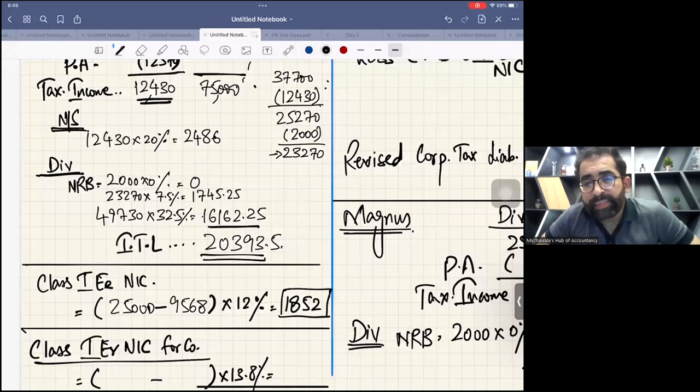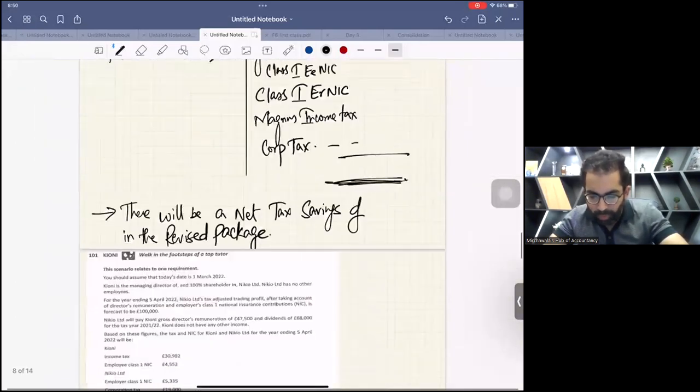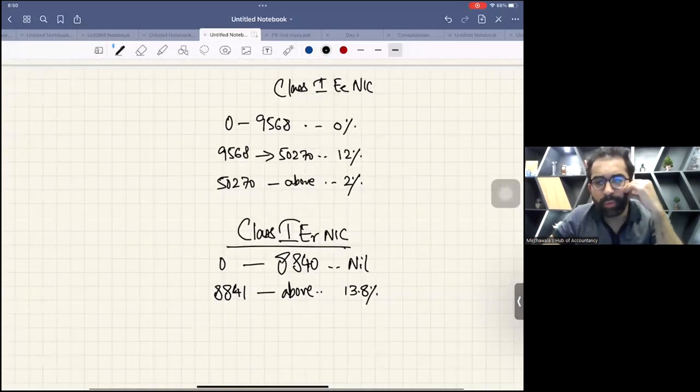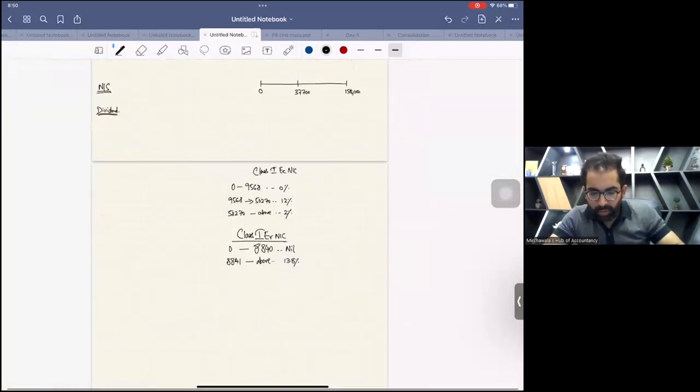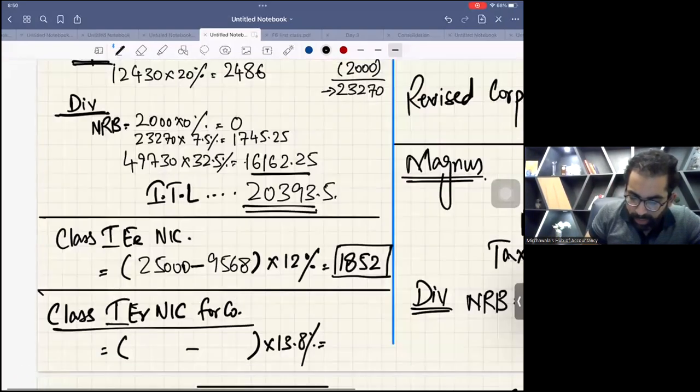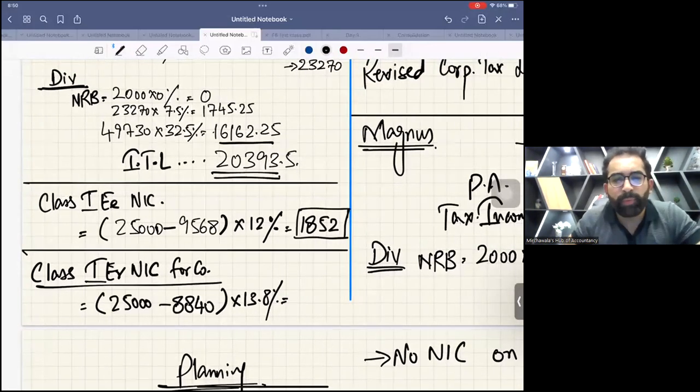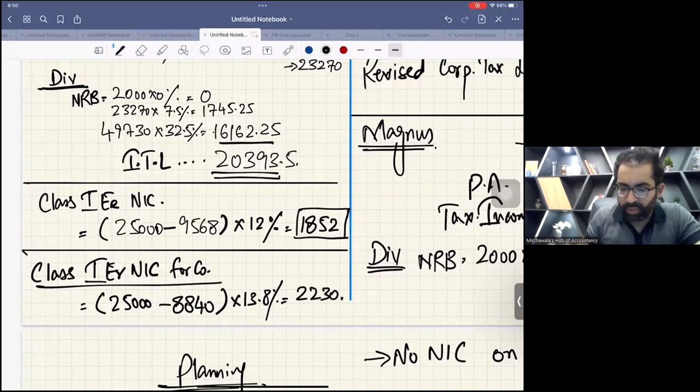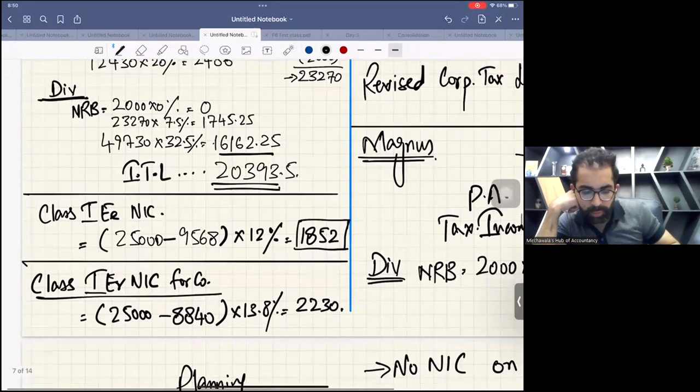Now, again, one more thing. As Gamila is the employee, the company is the employer. Now the company has to pay class one employer NIC. Now quickly check the rates of class one employer NIC. 0 to 88,400 and then 13.8%. So out of this 25,000, there is no class one employer NIC, and on the excess you will have to pay 13.8%. Quickly tell me the number. 2230. Okay, that's it.